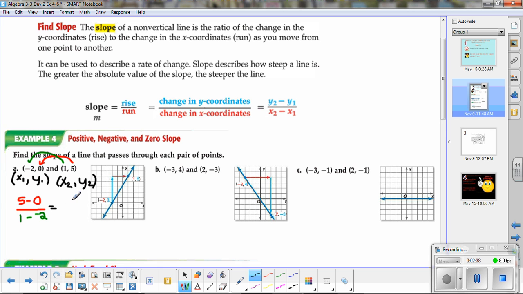Five minus 0 is 5, and 1 minus -2 is really 1 plus 2, or 3. So the slope of the line that goes through these 2 points is 5/3. Slope is one of the times where if we get an improper fraction, we like to just leave it as an improper fraction because it helps describe as you move 1 unit to the right. As you move 1 unit to the right on the graph, it goes up 5/3 of a unit.